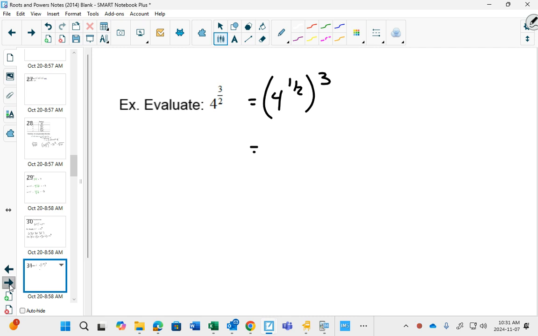The square root of 4 is 2. So the 4 to the 1 half will just be 2, and then 2 cubed is 8. Okay. Here's the green step if you needed it. Do you see how I skipped the green step this time? I just didn't do square root of 4. I was like, I know it's a square root of 4. It's going to be 2.